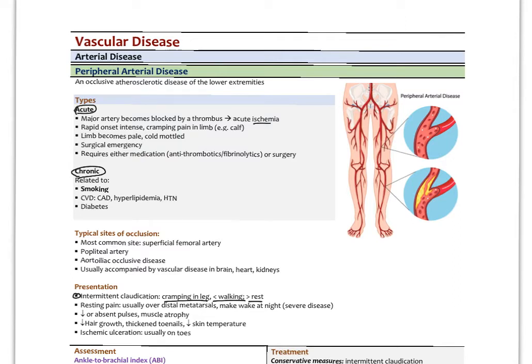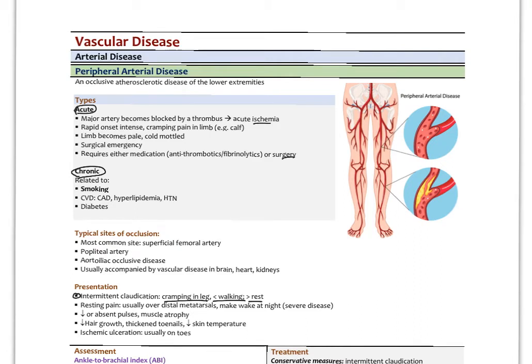This is basically a surgical emergency because with inadequate perfusion, those tissues can start to die and become gangrenous. So this can sometimes be treated with medications. So there are different antithrombotics and fibrinolytics, or surgery. So this is basically a medical emergency.